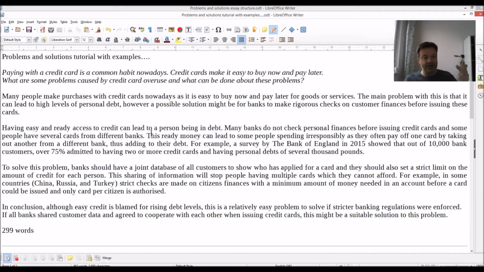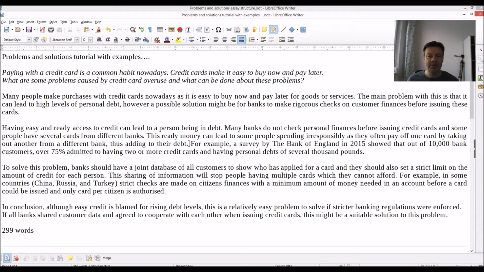So, sentence 3, this ready money can lead to some people spending irresponsibly, as they often pay off 1 card by taking out another from a different bank, thus adding to their debt. So now we need an example. Now, as I've said before 1,000 times, and I'll no doubt say 1,000 times in the future, make something up. Make up an example. The more detailed, precise, the better it will be. Right?